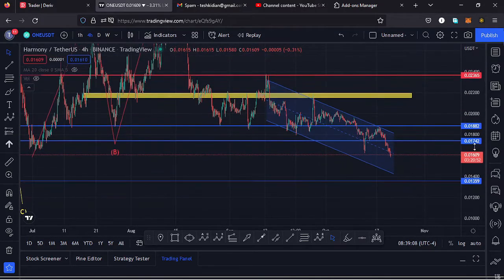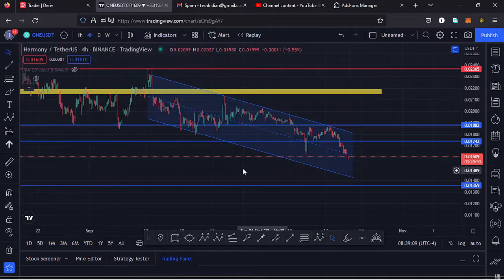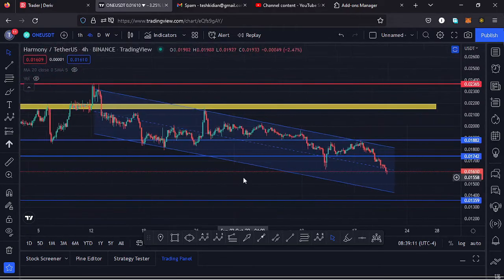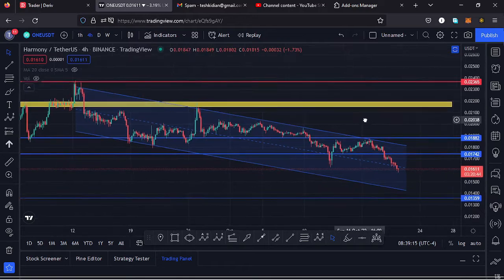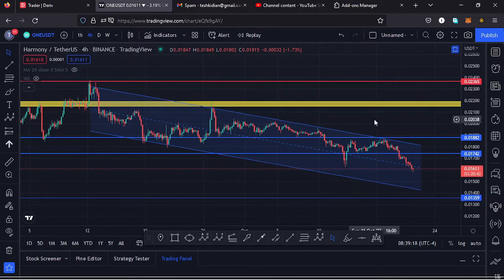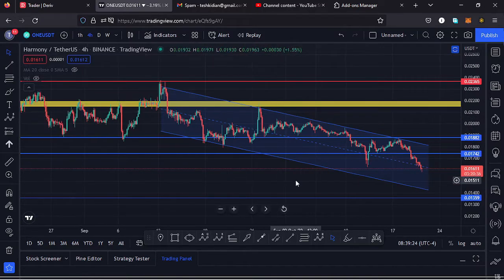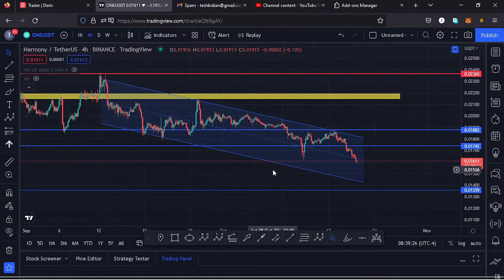And in that movement right here, we have a chart pattern which is a channel, and you can see Harmony One has been trading within this descending channel, and this channel has continued to be respected because it has more than 3 touch points here on the Harmony One chart. And this gives me the short-term scenarios that can play out here on the Harmony One chart.